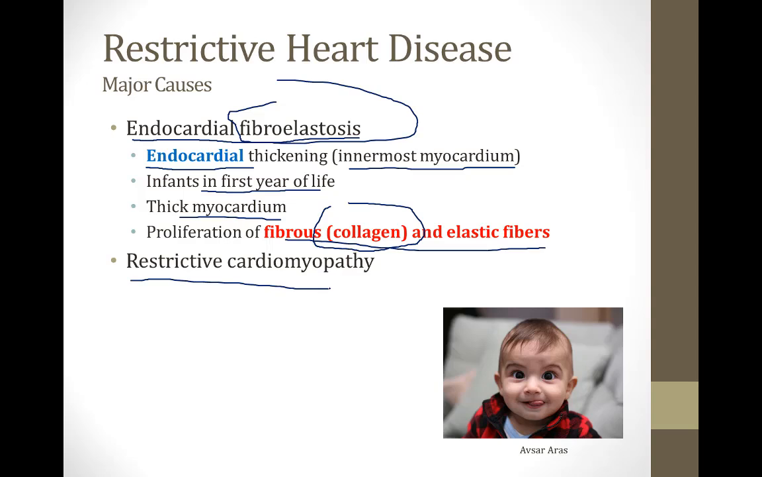Some of them also have concomitant congenital heart disease, but the point you want to remember for step one is that this is a cause of restrictive heart disease in babies due to thickening of the endocardium from proliferation of fibrous and elastic tissue. And that concludes our video on restrictive heart disease.